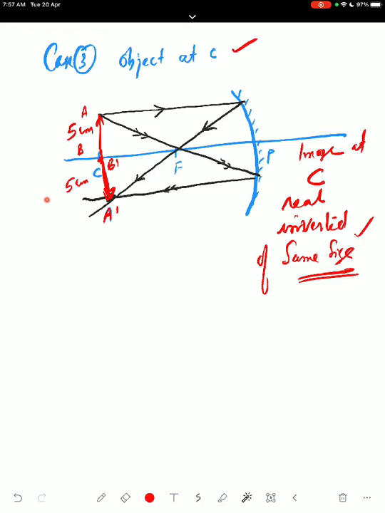Next, we go for a little more closer. The object is again coming closer, and now it is between F and C. Then we'll see what will be the nature of the image and where it will be. So we are going for case 4. Case 4, the object is now between F and C. Diagram.